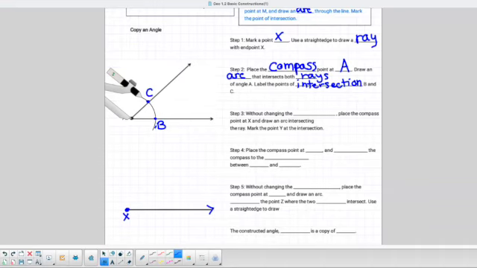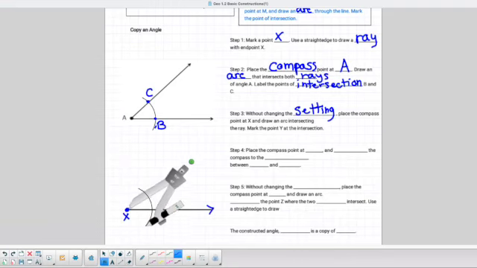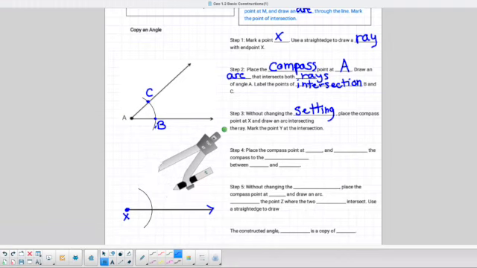Without changing the setting, so I'm not going to change my compass at all. I'm going to leave it open to that same width. Place the compass at point X. So I need to move the compass to point X. And draw an arc intersecting the ray. Okay. Mark the point of intersection Y.